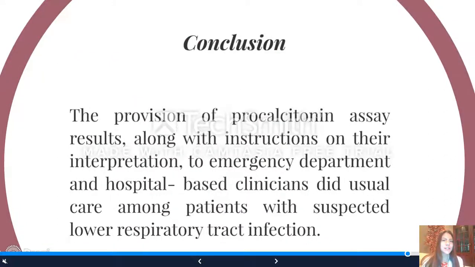Conclusion. The provision of procalcitonin assay results, along with instructions on their interpretation, to emergency department and hospital-based clinicians did not improve outcomes compared with usual care among patients with suspected lower respiratory tract infections.